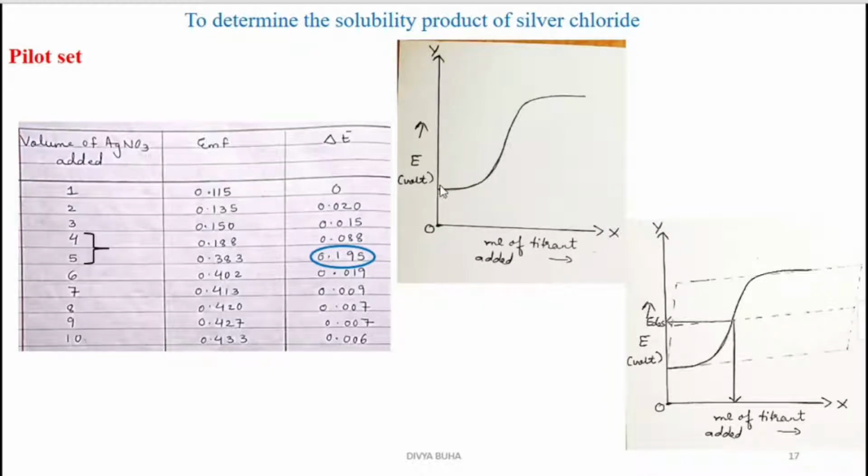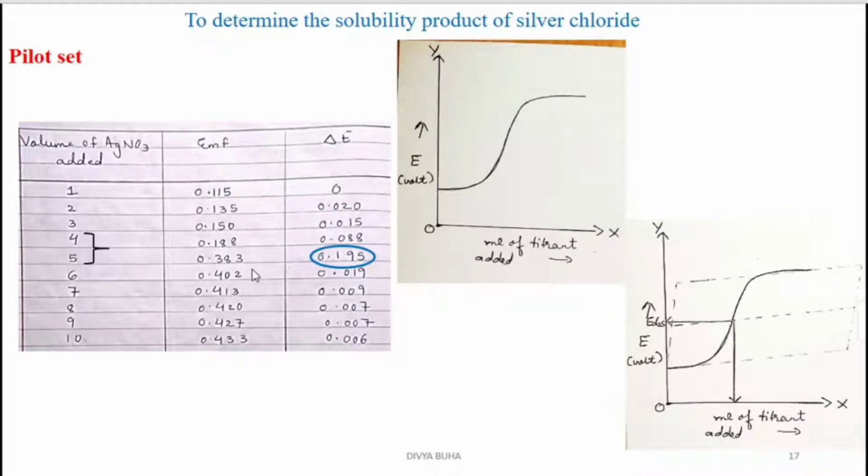Okay, and you can see that initially the EMF would be lesser, right? It is 0.115, and as we keep on adding AgNO3, the EMF would increase, right? So you can see over here the EMF is increasing. Okay, and then when you add more amount of AgNO3 after the equivalence point has been obtained, the EMF would increase very slowly. Okay, so you can see over here initially the EMF is increasing fast.